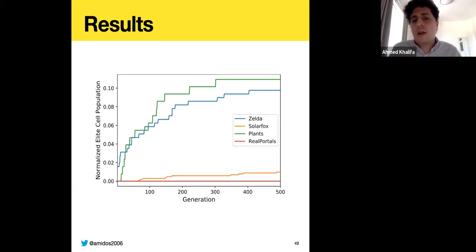On the other hand, Solar Fox and Portals have very small coverage, less than 1%. And we think the reason for that is the curse of dimensionality. Everything went to hell because we have a lot of dimensions. It couldn't cover too much, it just covered a very small space, which is something you need to keep in mind when you're trying to use these techniques: not to have too many dimensions.